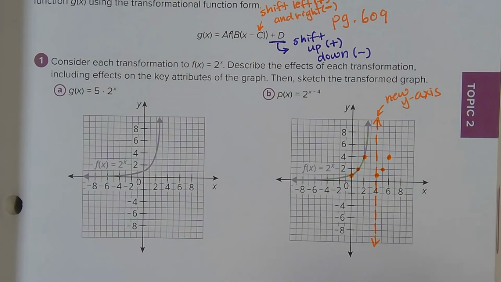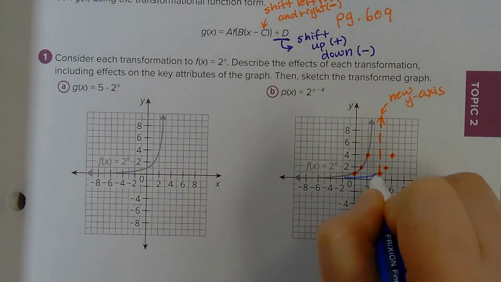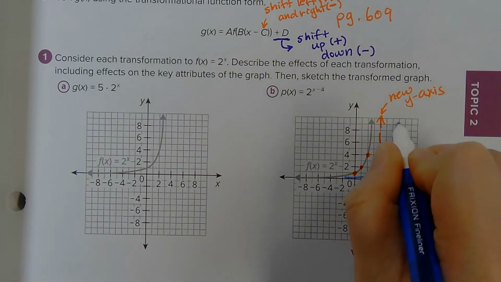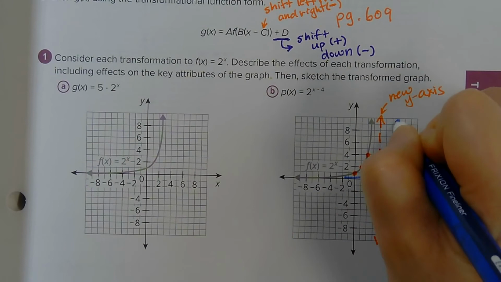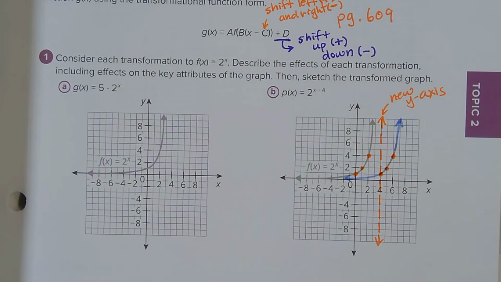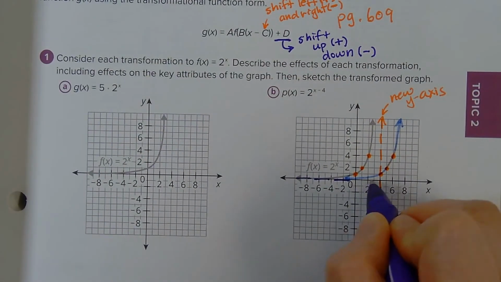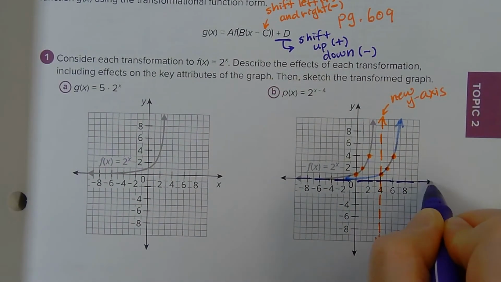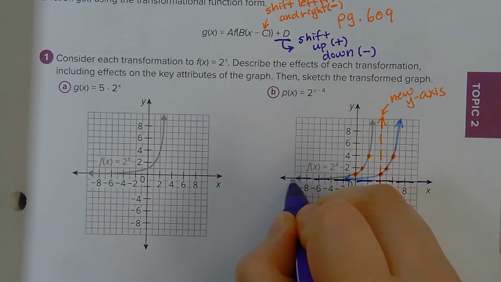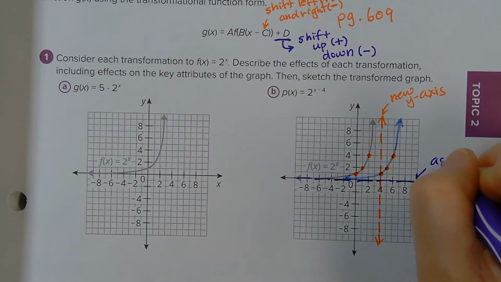So I'm just going to redraw this. Using those 3 points, I know it's going to look like this. My asymptote didn't change. Did we do any vertical shifting? No, we did not. So this stays exactly the same. So this is still the asymptote.